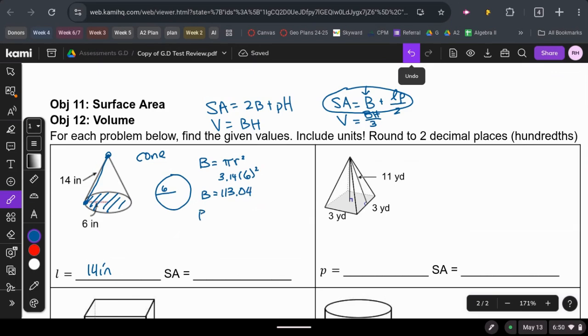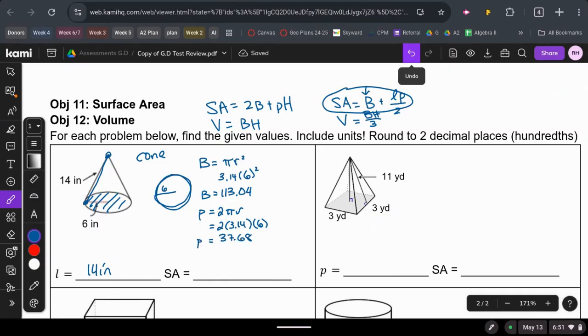For the perimeter of the base, we use the circumference of the circle. The circumference of a circle goes all the way around the circle. It measures that distance, which is 2 pi r. So we're going to multiply 2 times 3.14 times the radius again, which was 6. So this will give us a circumference of 37.68.